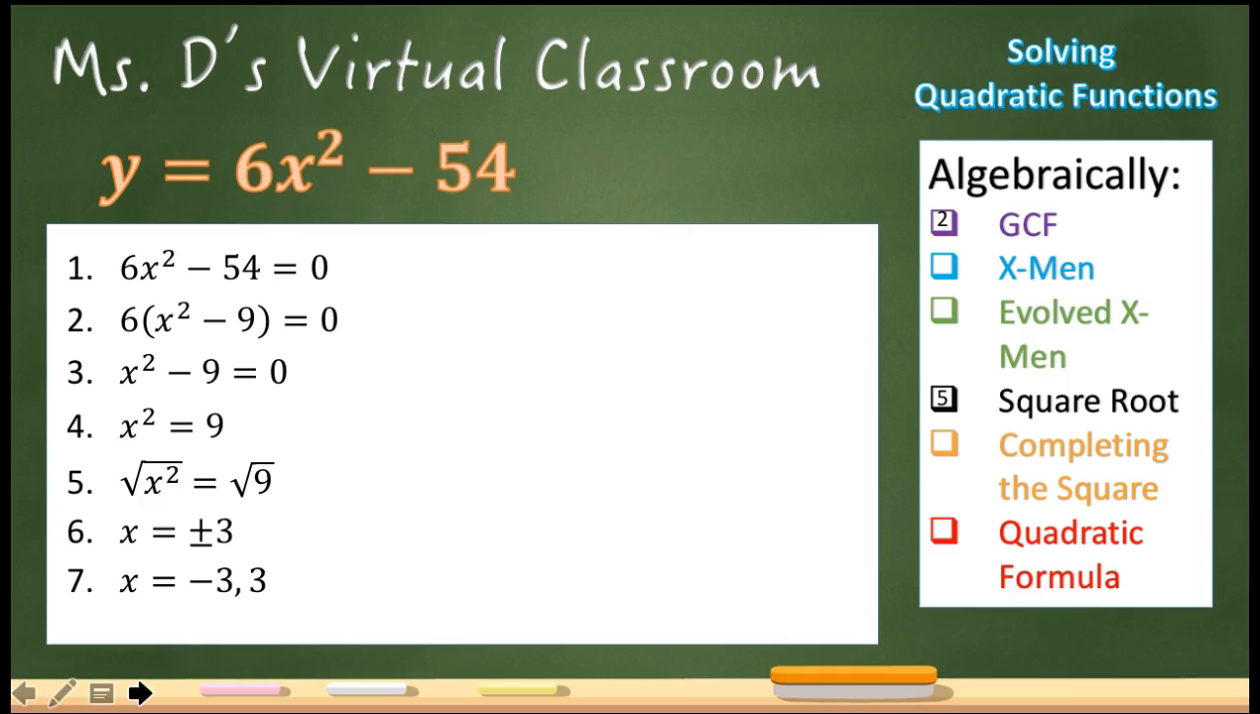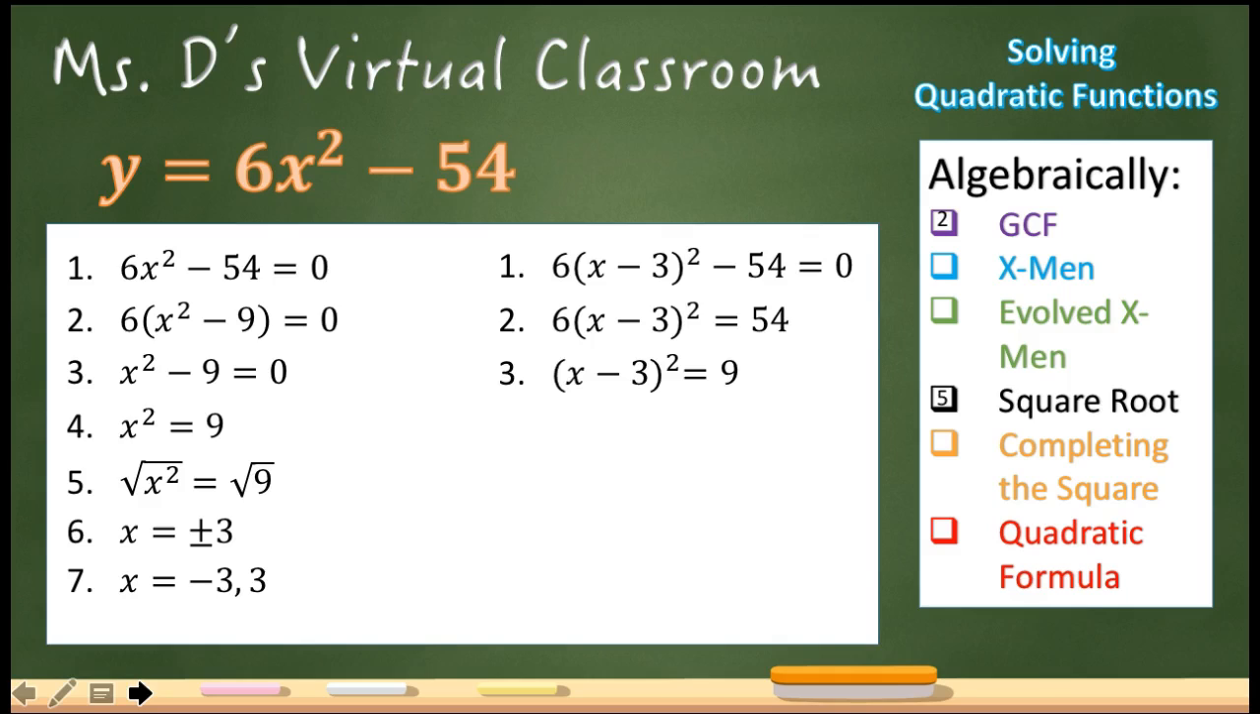Again, to solve this problem, I used the GCF method and the square root method. This was a simple example, but it works the same for a complicated problem like 6 times x minus 3 squared minus 54. First, I add 54 to both sides. Then I divide both sides by 6. Now I'm going to take the square root of both sides, and I get x minus 3 is equal to plus or minus 3. To solve for x, I need to add 3 to both sides.